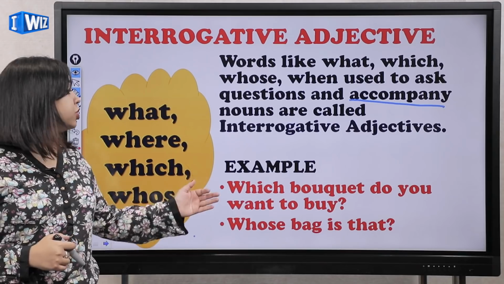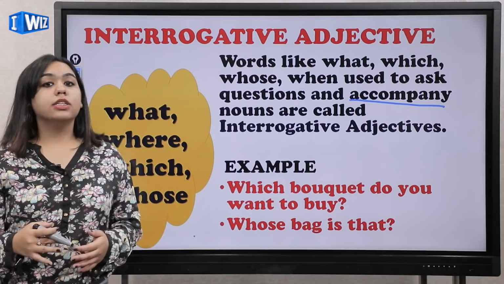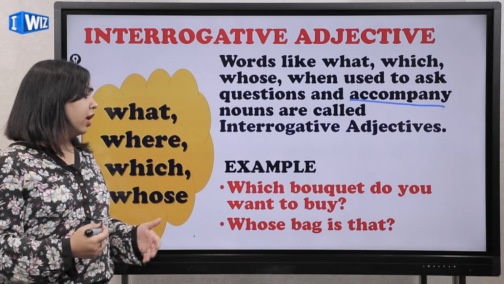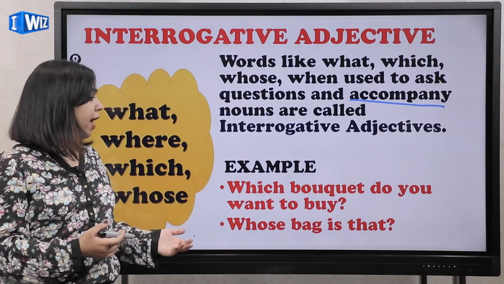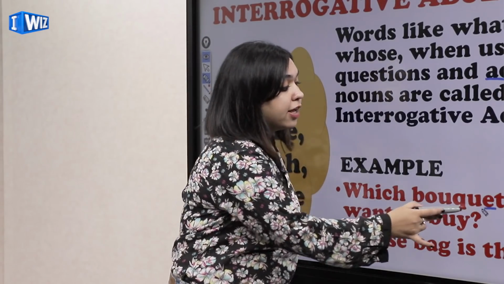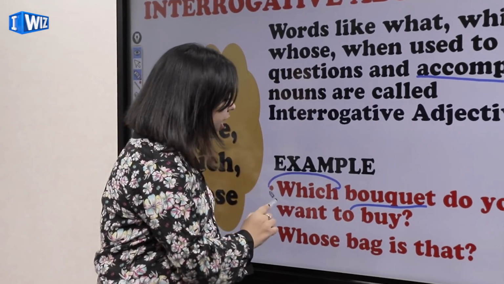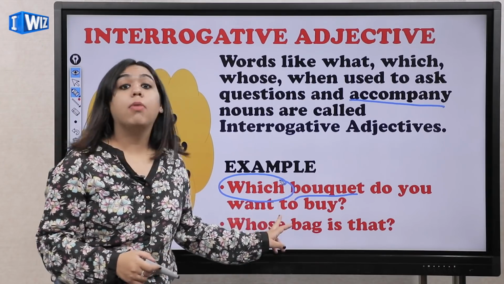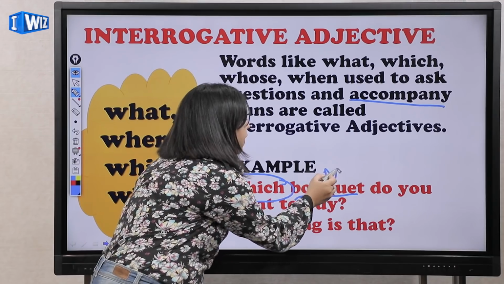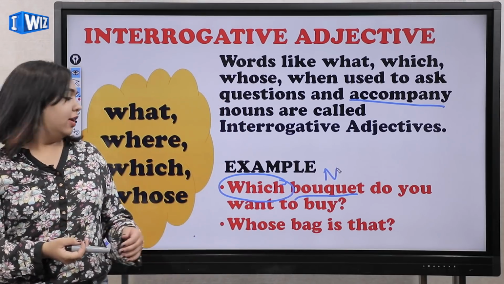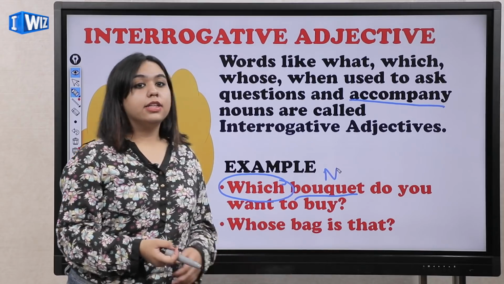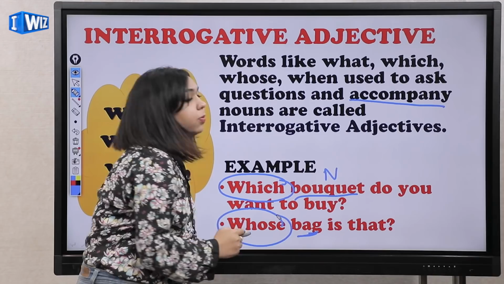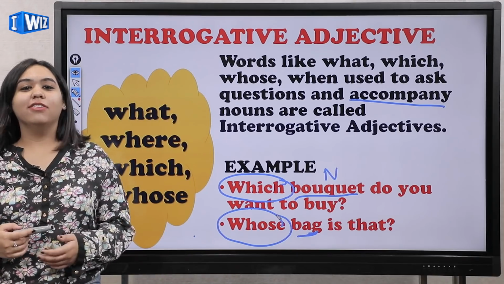For example, which bouquet do you want to buy? If we're going to a party and we want to buy a bouquet for our friend, and I'm asking you, which bouquet do you want to buy? So bouquet here is the collective noun, as you remember, and the word which here would be the interrogative adjective. So it is accompanied by a noun. Now, whose bag is that? Again, bag is the noun, and whose will be the interrogative adjective.